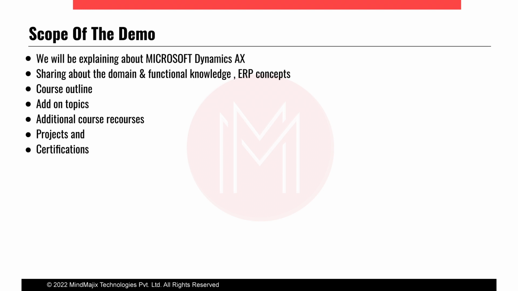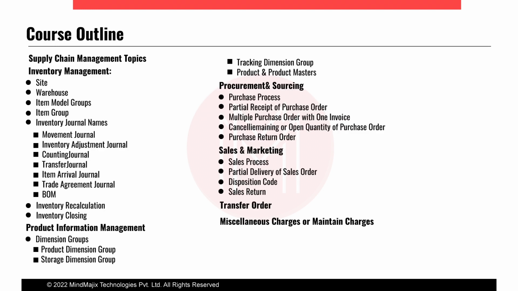Okay, I will show you one example. Actually, these are the course outline topics. For supply chain management, we have the topics called inventory management.